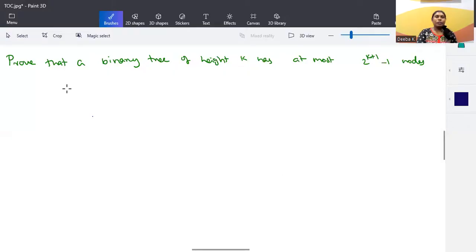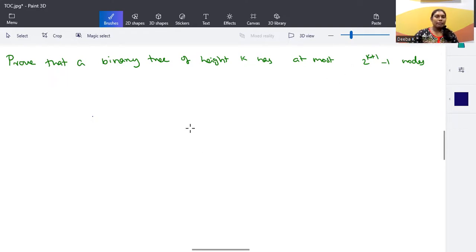Hello everyone. So in this session, we're going to discuss one more example for proof by induction in binary trees. I'll show you the problem. We are going to prove that a binary tree of height k has at most 2 to the power of k plus 1 minus 1 nodes.